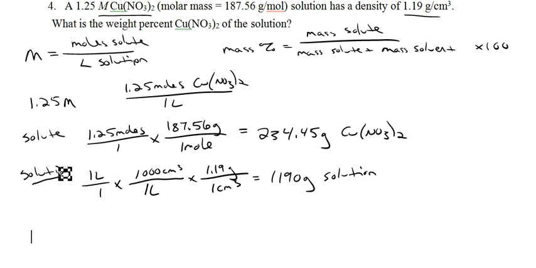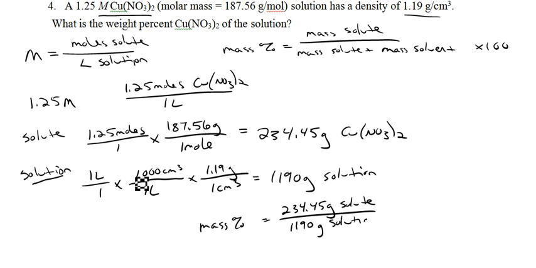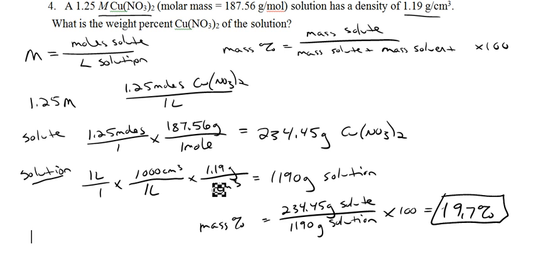So now we have the two numbers that we need to get the mass percent. So we simply just take 234.45 grams of the solute over 1190 grams of the solution times 100. And our density and molarity were given with 3 sig figs, so we'll stick with 3 sig figs and say it's 19.7% by mass.